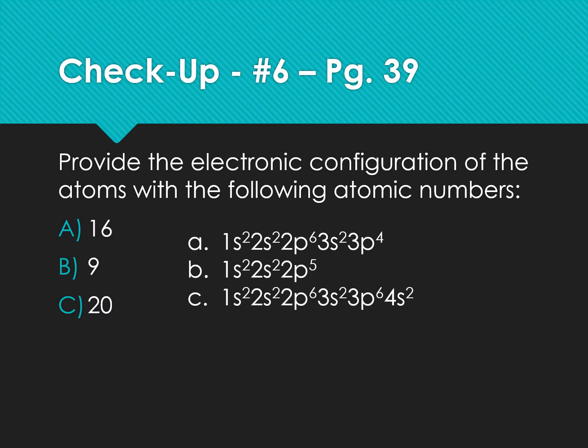And then for 9, the 1s and the 2s are filled, and that leaves 5 for 2p. And then for 20, all the way to the 3p is full. Then for calcium, it would be left with the 4s with 2 electrons, and that would give you a total of 20.